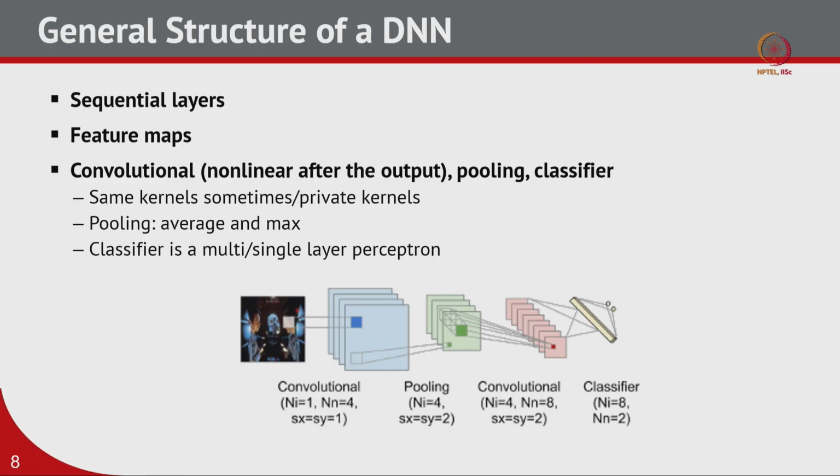Now, just to give you a brief recap, this is the general structure of the DNN, where we have an input. That input is nothing but the input feature map. The feature maps go to convolutional, pooling and classifier layers one after another. There can be a series of layers. Some kernels are private, some kernels are not private. Then there are poolings, which can be average pooling or max pooling, and then finally there is a classifier layer which is a multi or single layer perceptron.